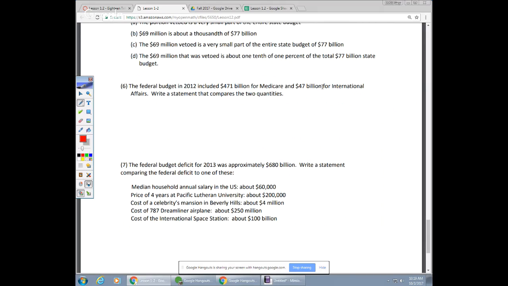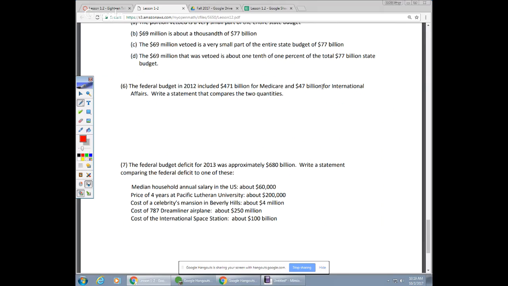So just like we did the previous problem, I could say one number is blank times bigger or one number is blank times smaller. Okay, so that's a comparison by subtraction, and that works fine. Yeah, 10 times more. So I could say the Medicare budget is 10 times more than the international affairs budget. Cool. Are you going to say something different or the same thing?